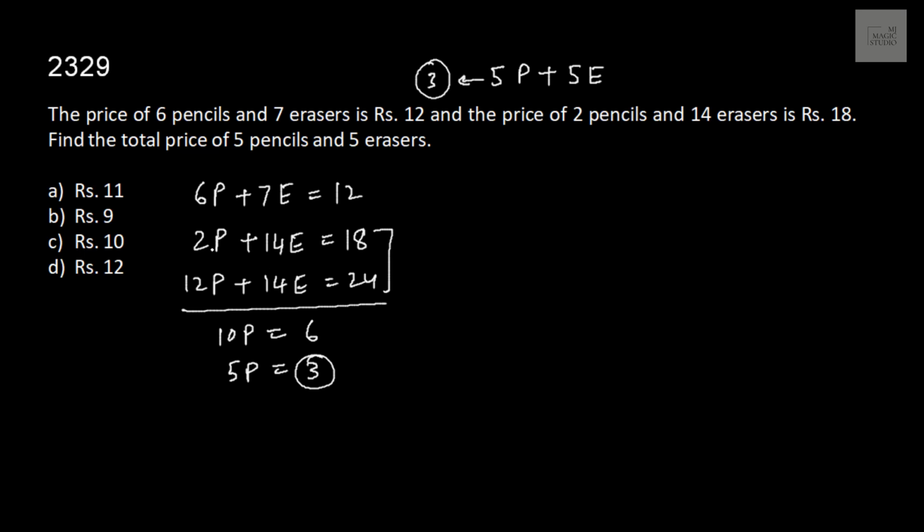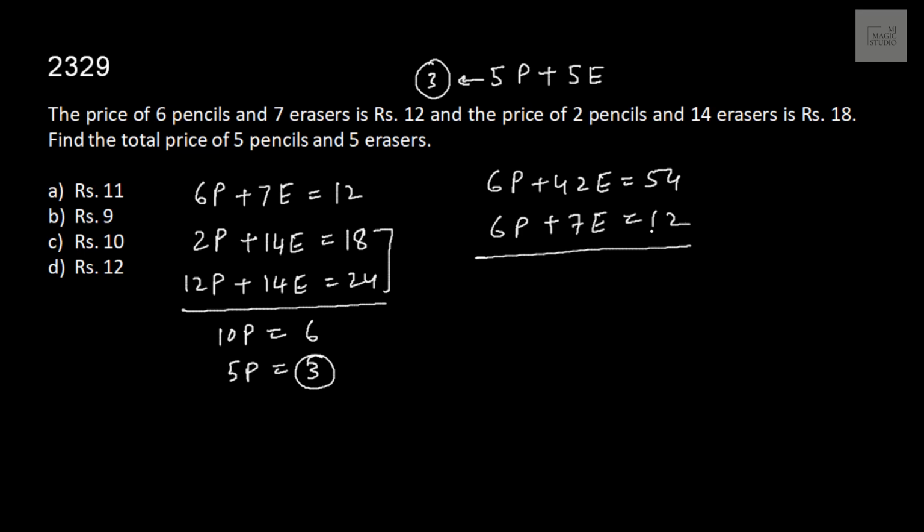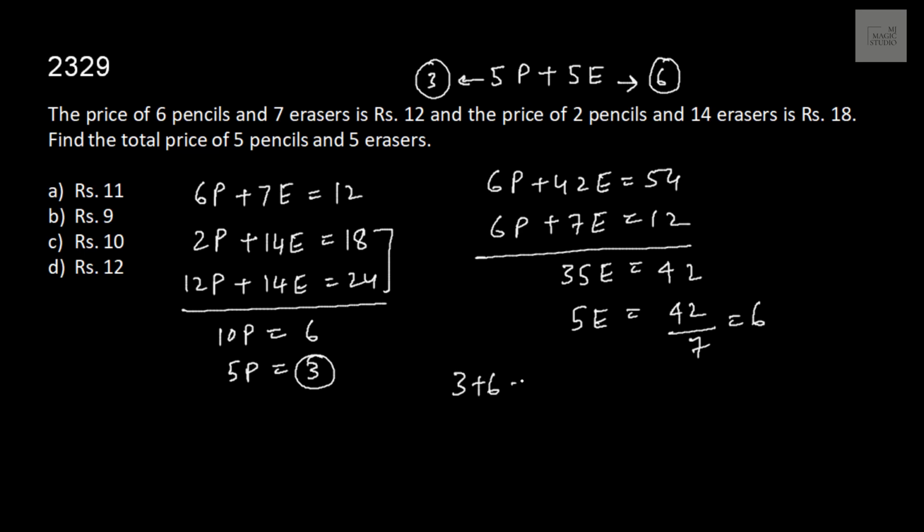Now let me multiply this by 3. So 6p plus 42e is 18 into 3, which is 54. 6p plus 7e is 12. If I subtract, 35e is 42, and then 5e would be 42 by 7, I'm dividing both sides by 7, that would be 6. So the price of 5 erasers is 6. They are looking for the price of 5 pencils and 5 erasers, that is 3 plus 6, rupees 9. Yes, that is what we have in option B.